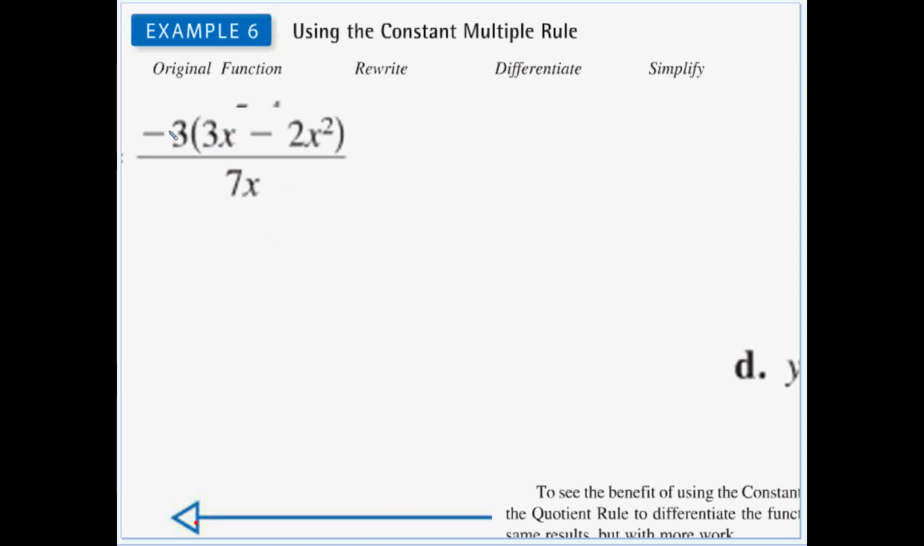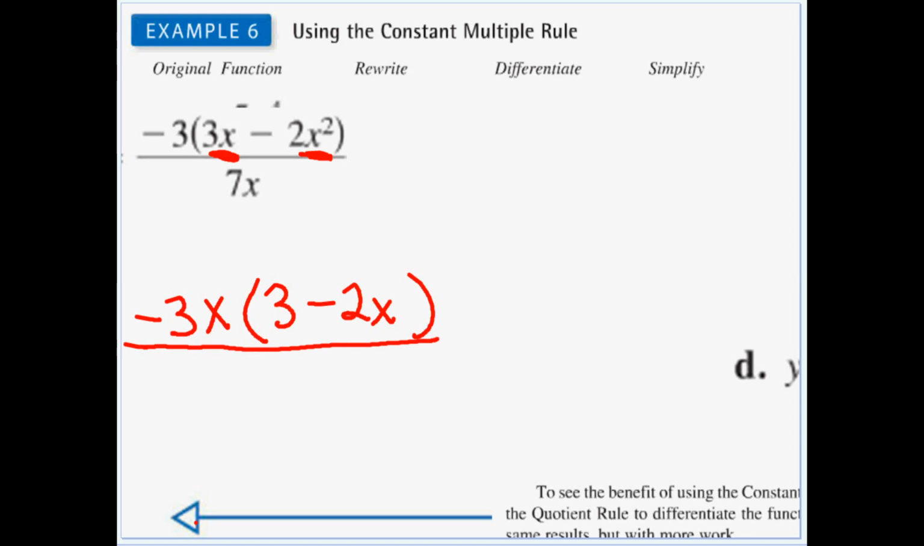Notice in the numerator, it looks like they forgot to factor out an x. So I'm going to sort of come down here below. We've got this minus 3. And inside the parentheses, there's an x and an x squared. So let's factor that x out with the negative 3. And that will leave us a 3 minus 2x. The denominator underneath is 7x. Aha! Since we factored that x out, we can now cancel.